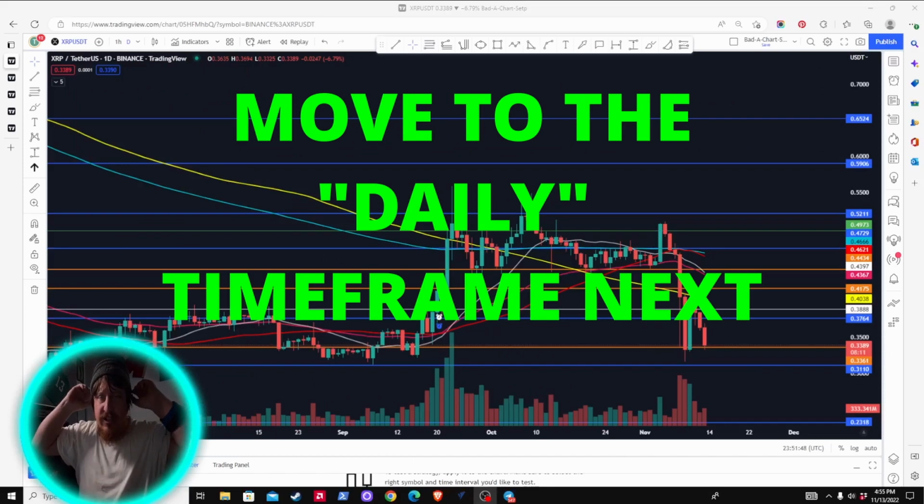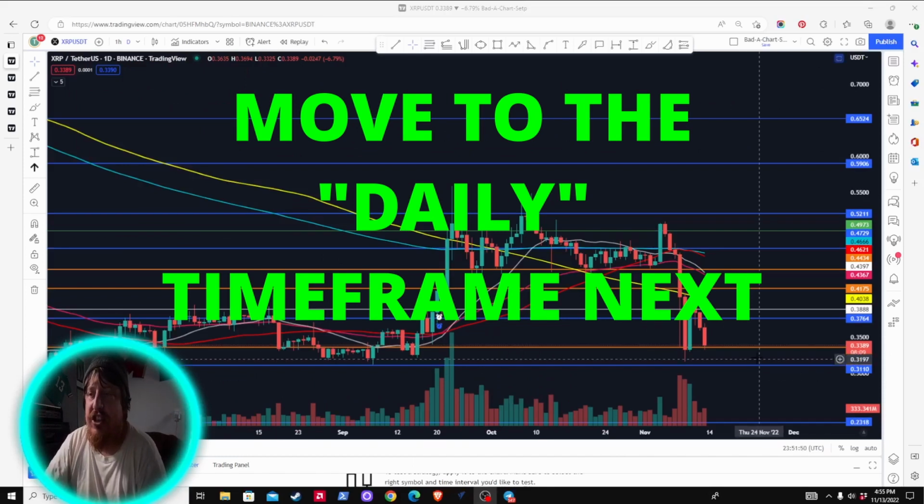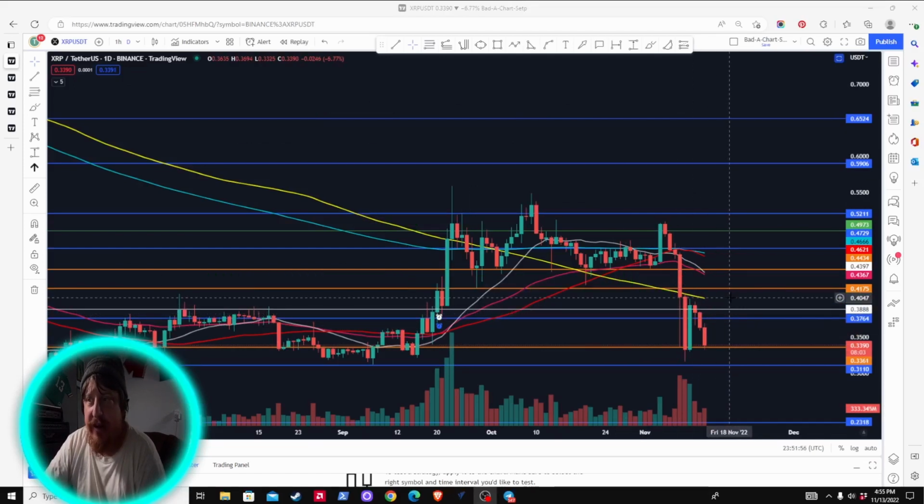From that point, I'm going to zoom into the daily time frame, and I'm just going to look for where the moving averages are to determine which ones I want to set an alert on. In this case, the closest one to price action is the 200, sitting at about 40 cents, which is a fair amount above current price action. So I'm only going to worry about setting an alert on that.